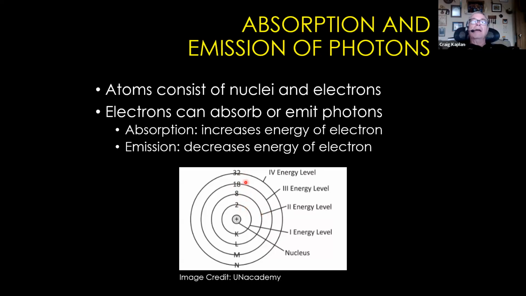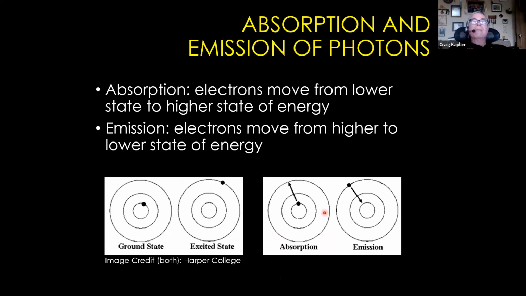So as light shines through this, only certain wavelengths of light, only certain types of photons are going to be absorbed. And if after the light passes through, as these photons lose their energy, they will emit a spectrum that will show the same thing. So this is another picture of what we call absorption and emission spectrum. So in absorption, as I just said, electrons move from a lower state to a higher state of energy. And during emission, electrons move from a higher state to a lower state.